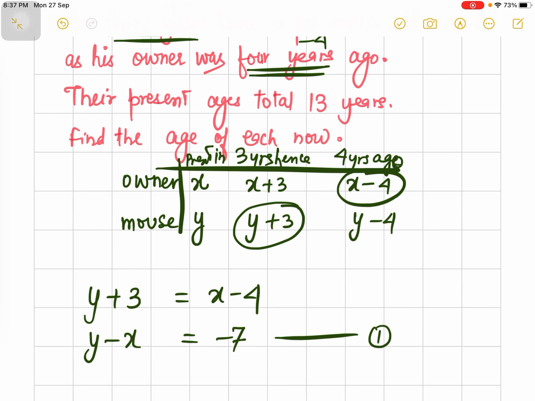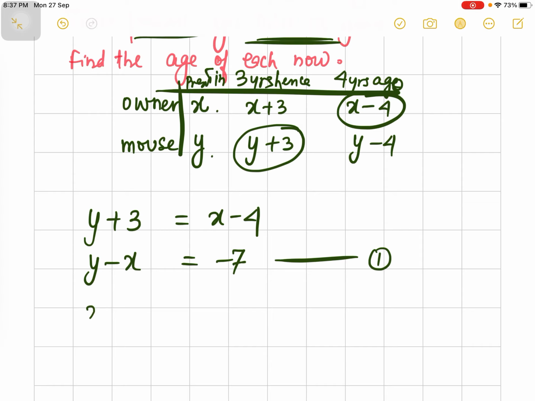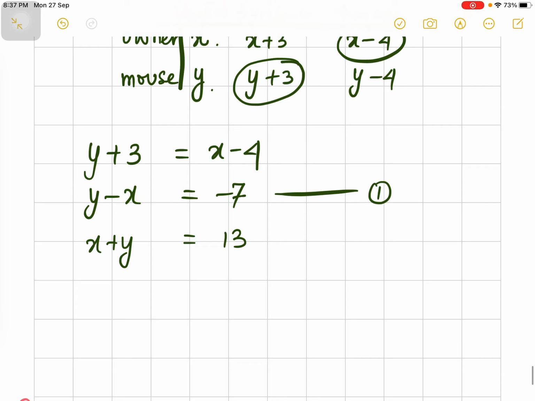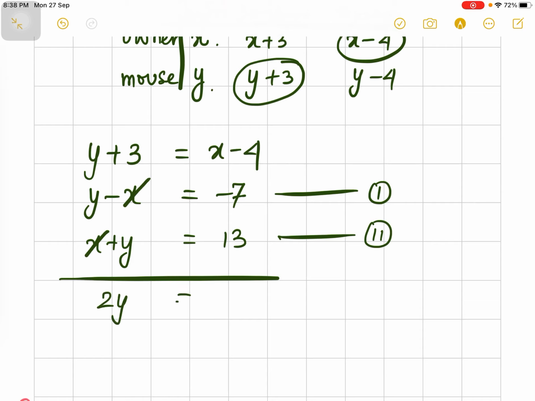The second piece of data is their present ages total 13. The present ages, which is the x and the y, they add up to 13. Yeah, this is quite clear now. If you decide to add them, just add them. And you will see that minus x and plus x will cancel themselves. Y will get doubled up, that's 2y, will become equal to 13 minus 7, that is 6. Y will become 3. And what was y? Y was the age of the mouse.